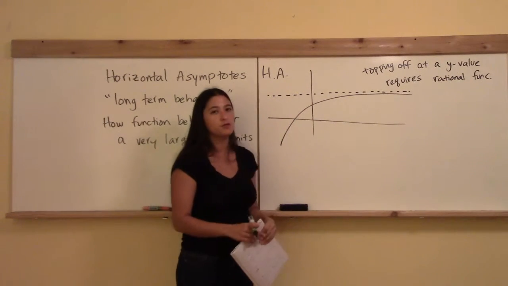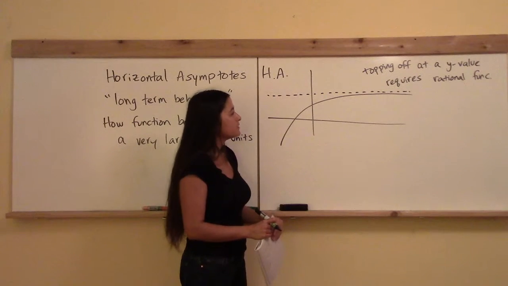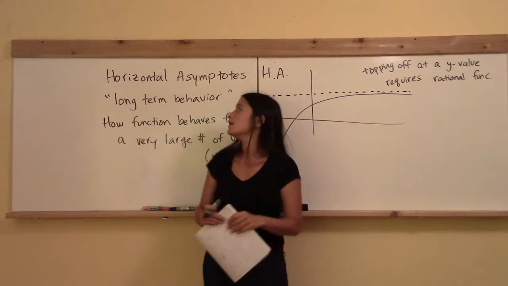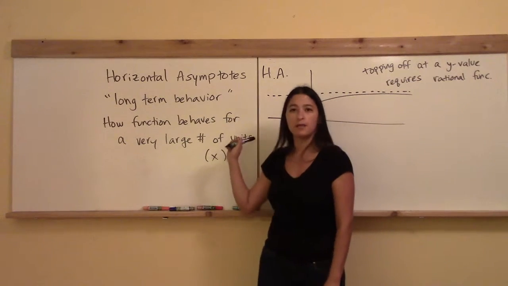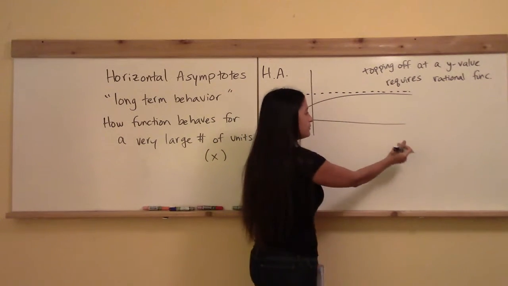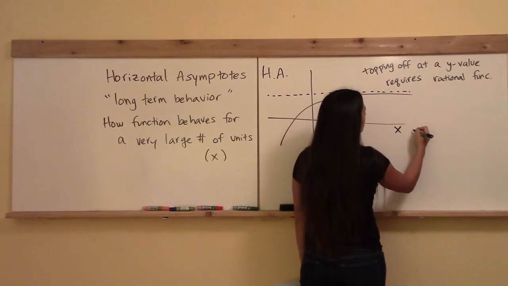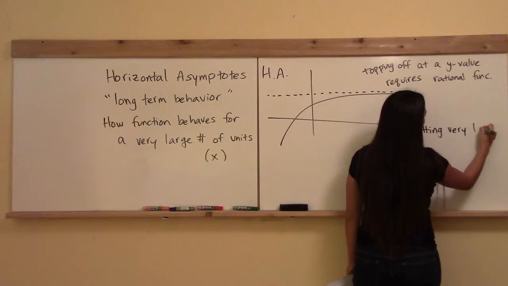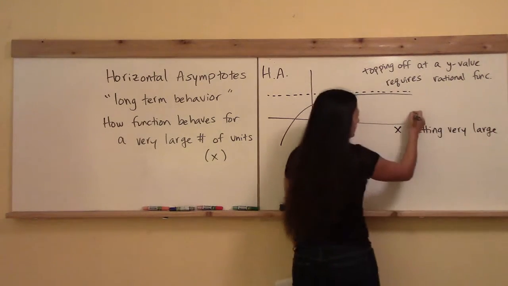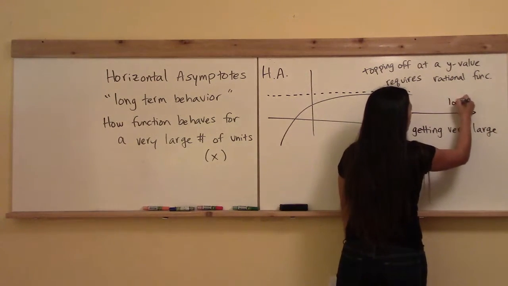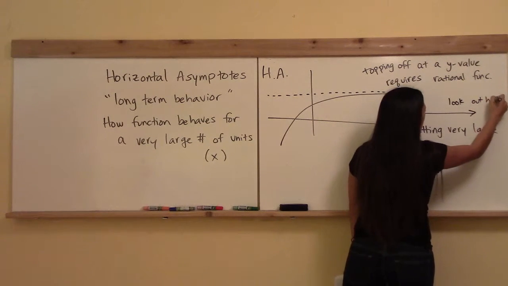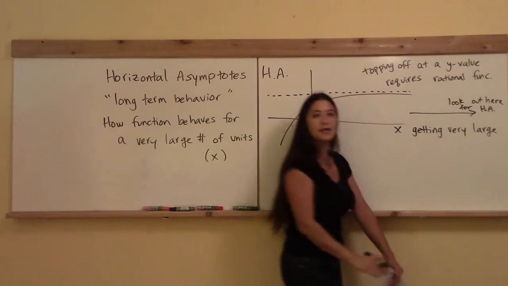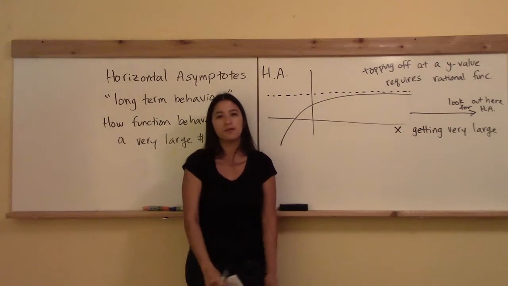But I don't want to confuse you to think that it's a polynomial. This must be a rational function because it tops off. Okay, so again, horizontal asymptotic behavior represents what happens to the function as x is getting very large. You want to look out here for the horizontal asymptotes. That's the difference between the horizontal and vertical asymptotes.